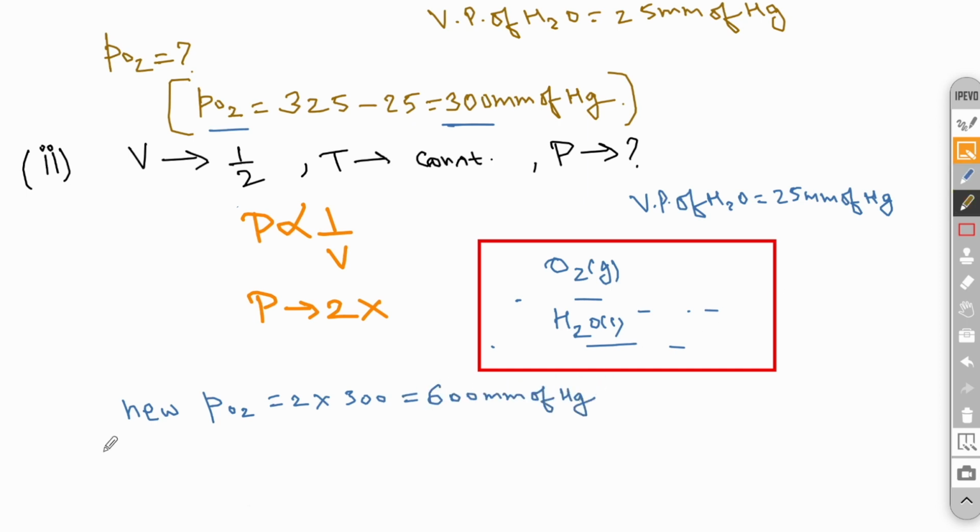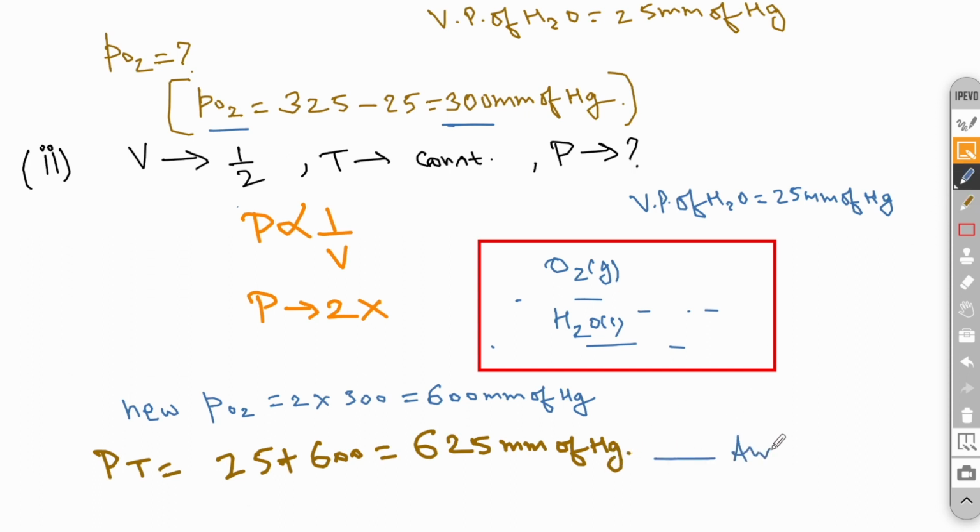Now we can clearly write the new value of total pressure. It will be the new partial pressure of oxygen plus vapor pressure of water. So 25 plus 600, it will come out to be 625 mm of Hg. So simply this will be the answer. When volume is being halved, the new total pressure will be 625 mm of Hg. So this is the answer of the second part.